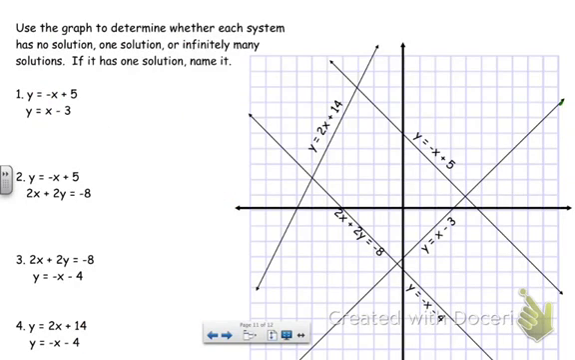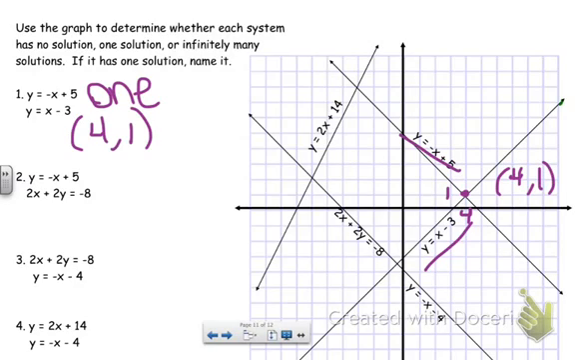So, to give you a little practice, we're going to use the graph to determine whether each system has no solution, one solution, or infinitely many solutions. So remember, one solution means it's going to intersect, no solution means they're parallel, and infinitely many solutions means it's the same line. So number 1, y equals negative x plus 5 and y equals x minus 3. That's this line right here and this line right here. Notice they intersect right here at positive 4 and positive 1. So they have a solution of (4, 1). So that means they have exactly one solution, and it's the ordered pair (4, 1).